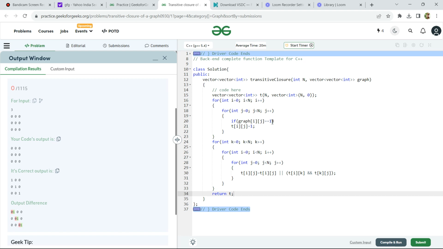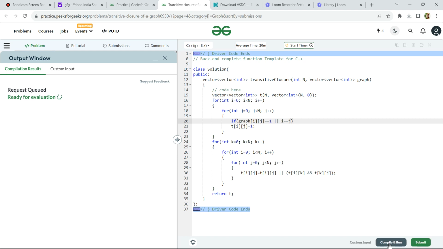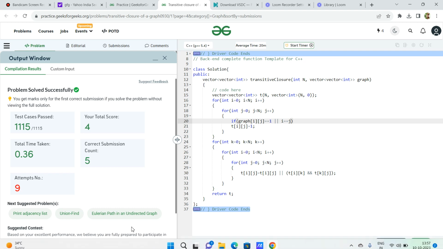To incorporate this, we have to modify our if condition. In this, I have added this condition i is equal to j. If the starting vertex and ending vertex are the same, then there exists a path from i to j. Now let's try to run it again. We are getting the right output.